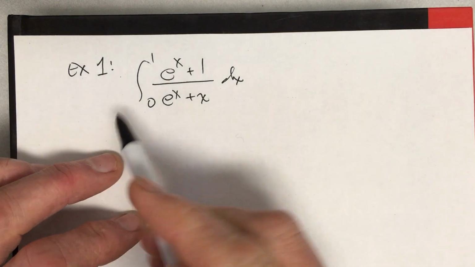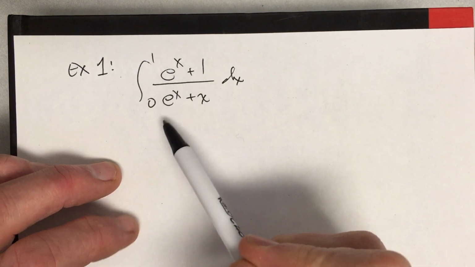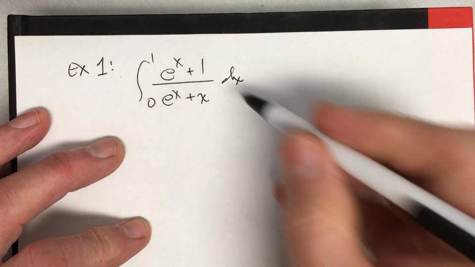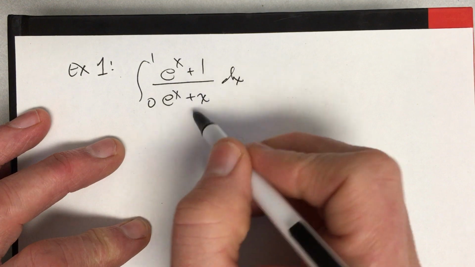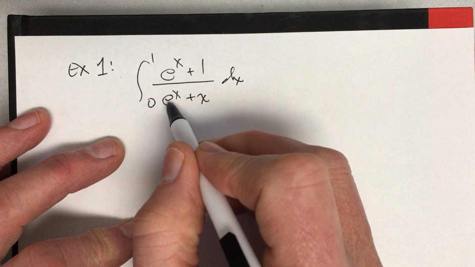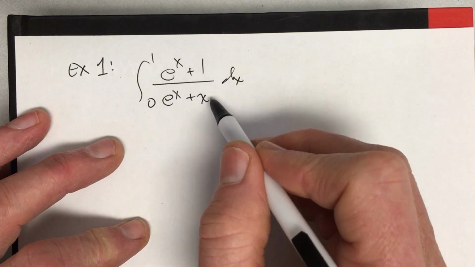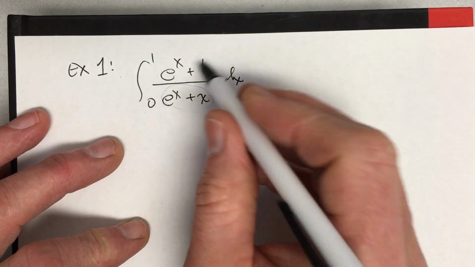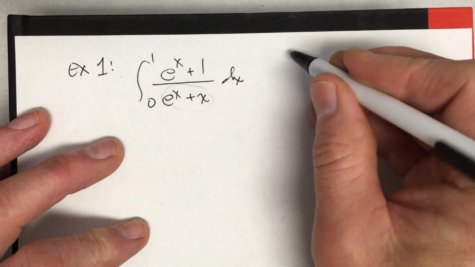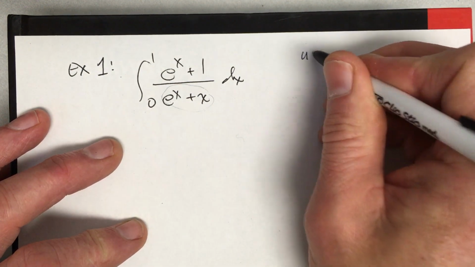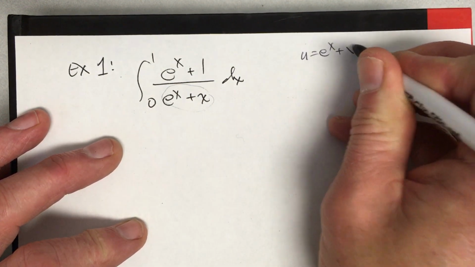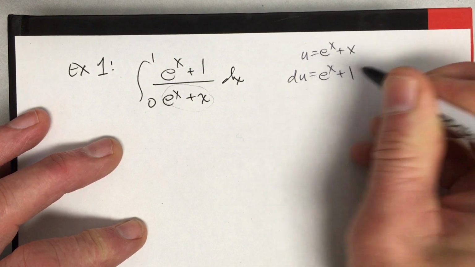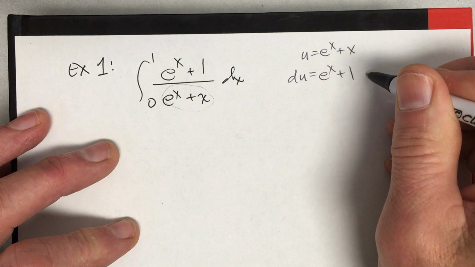So here's one where we're actually taking the definite integral. We're going from 0 to 1 of this rational expression here, and clearly I know if I take the derivative of e to the x, I get e to the x. If I take the derivative of x, I get 1. So it looks like I'm going to let this be my u, and then this will go away when I make my substitution. So u equals e to the x plus x, du equals e to the x plus 1, then dx.